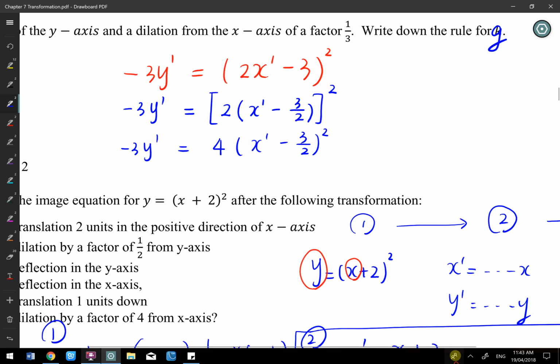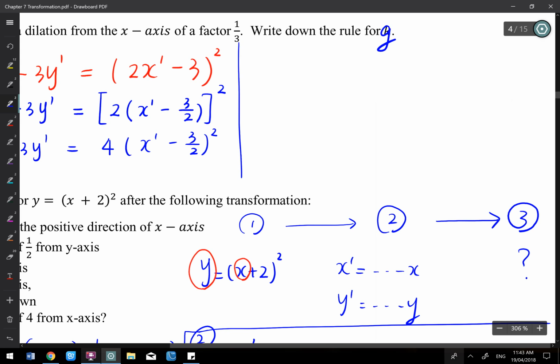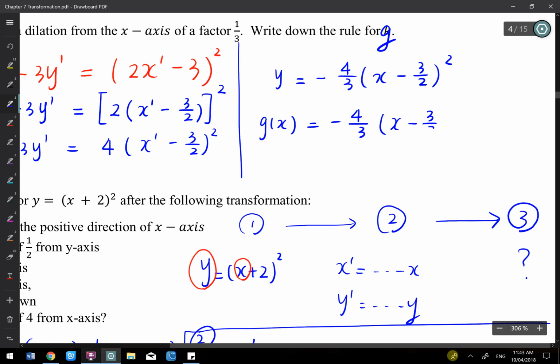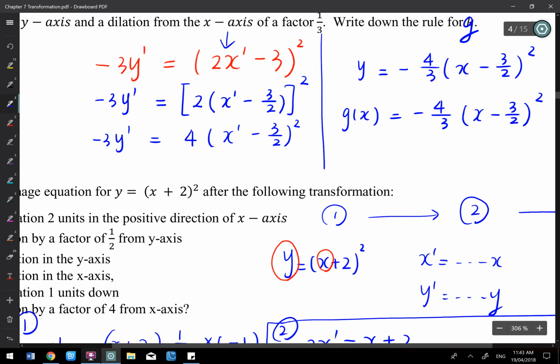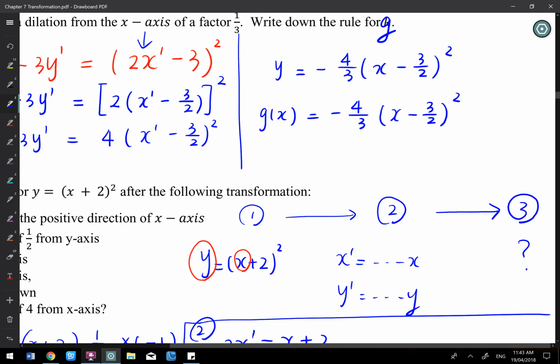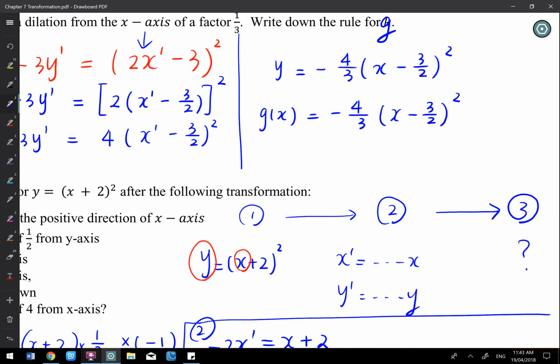And then the last step will be y dash equals, well, I can make y equals minus 4 over 3 times (x minus 3 over 2) squared. That's my g(x). Answer the question in the way they want. I won't say if you leave it like this it's wrong, but I just think there's a better format we can have, and also we need to use this skill tomorrow to talk about the transformation. So that's what we will have. That's my final answer.